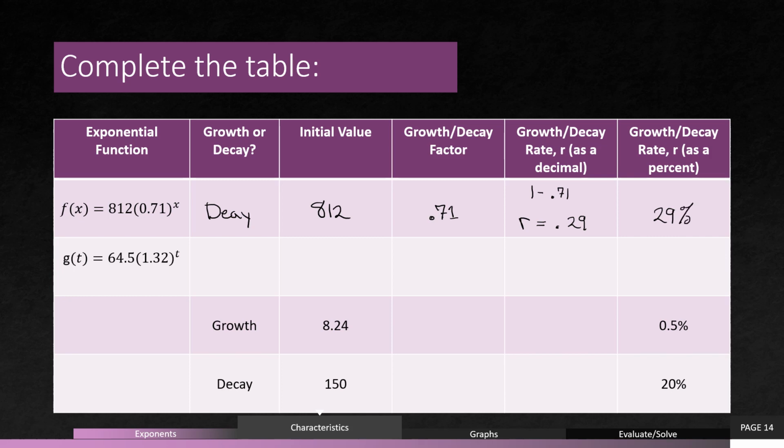Okay. So for this next one, we're going to look inside here. What is our base? Our base is greater than 1, so that is a growth. Our initial value is 64.5. Our growth or decay factor is 1.32. Our rate is just 0.32 because I can subtract 1 out of there, or 32%.